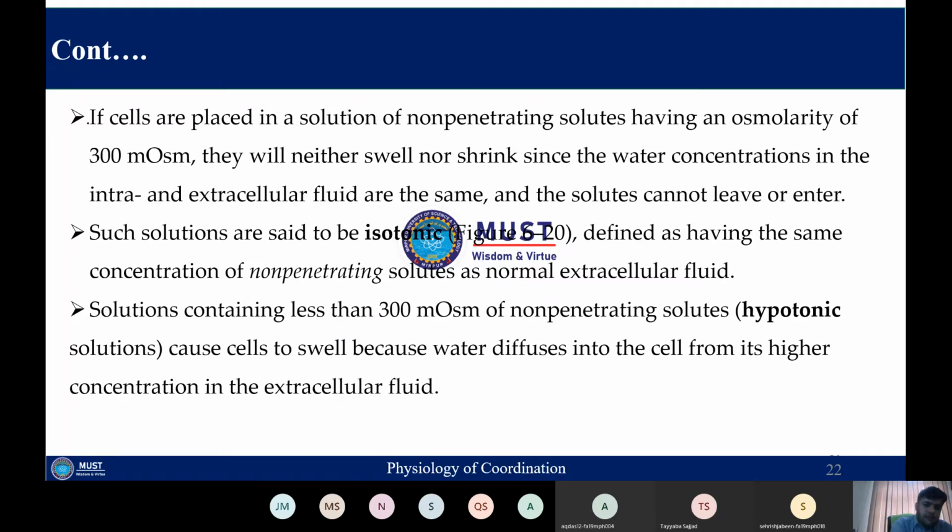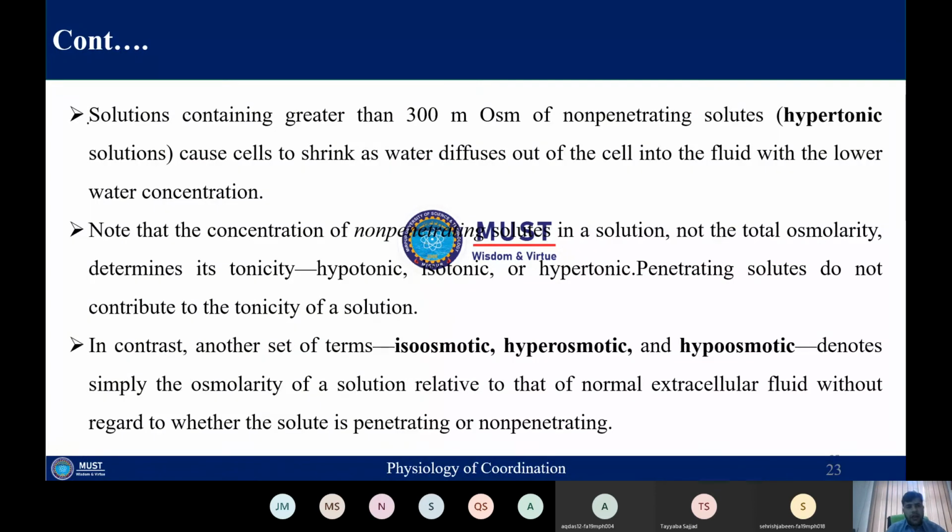If we have a solution which has less than 300 milliosmolar of non-penetrating solute, that will be called a hypotonic solution. In that case, because of the low concentration of solute on the extracellular side, water will move from the extracellular side to the inside of the cell, and the cell will start to swell, because water will diffuse into the cells from its higher concentration in the extracellular fluid. So that type of solution will be called hypotonic. And if the solution has a greater concentration of solute, greater than 300 milliosmolar, it means the solute concentration is high.